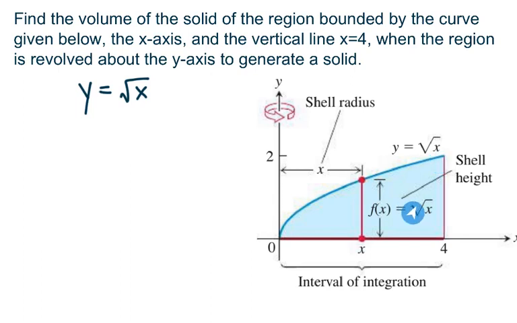So my height would be square root of x, and my radius varies because if we look at in here, we'd have a short radius, and then looking all the way out there, we'd have a longer radius. So my radius is unknown, it varies. We're going to refer to that as x, and the radius is always perpendicular to your axis of rotation.